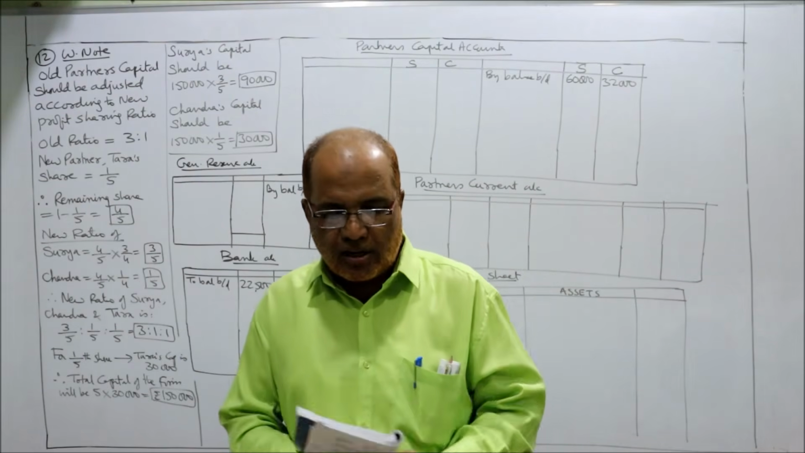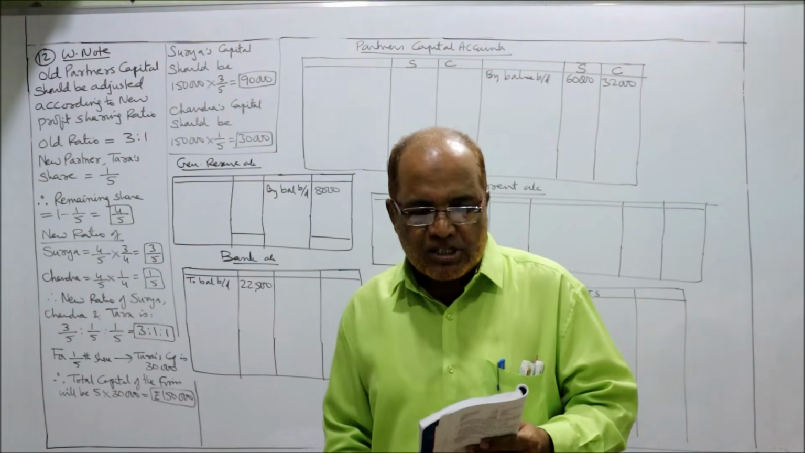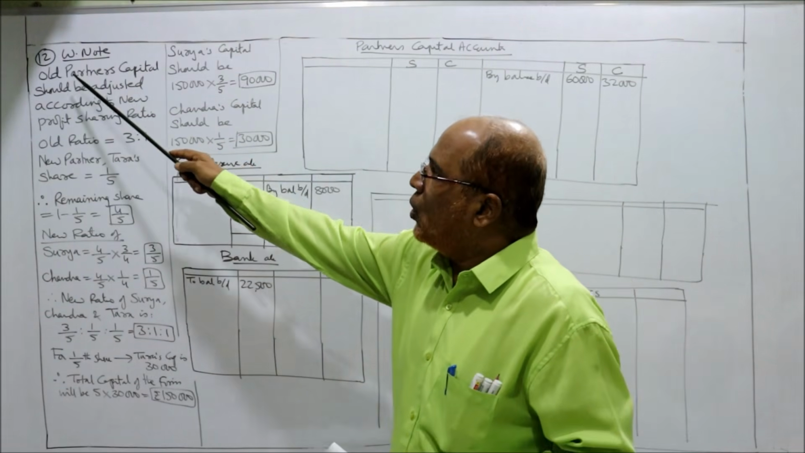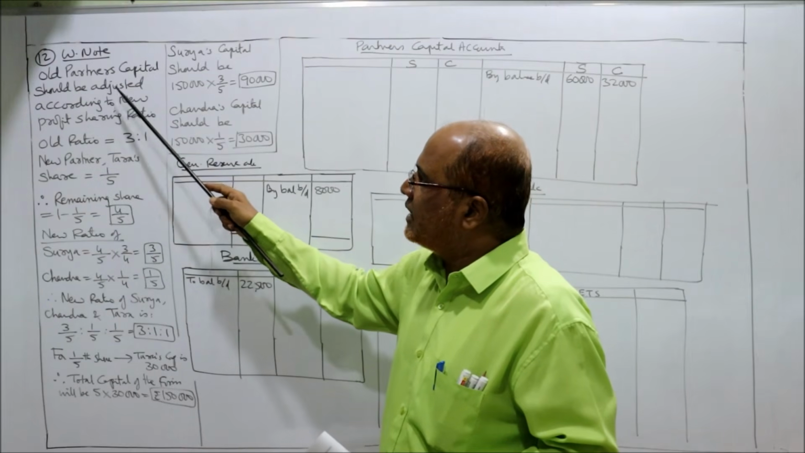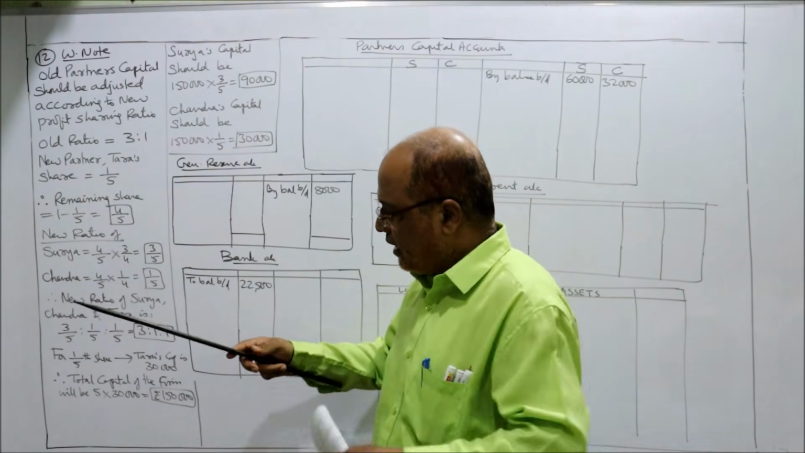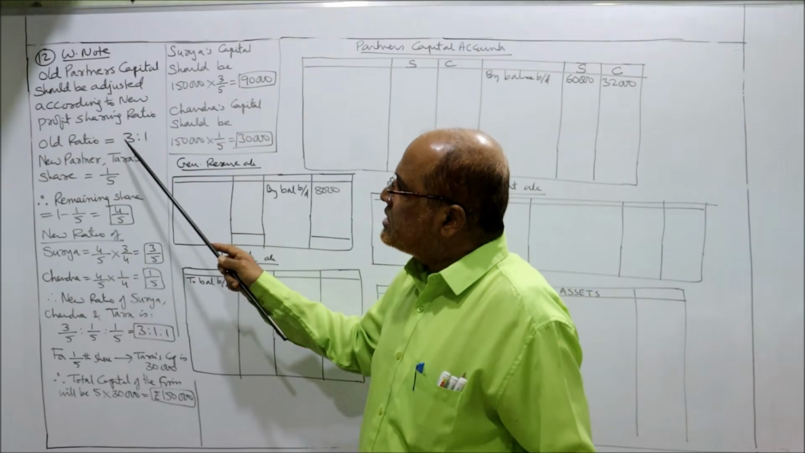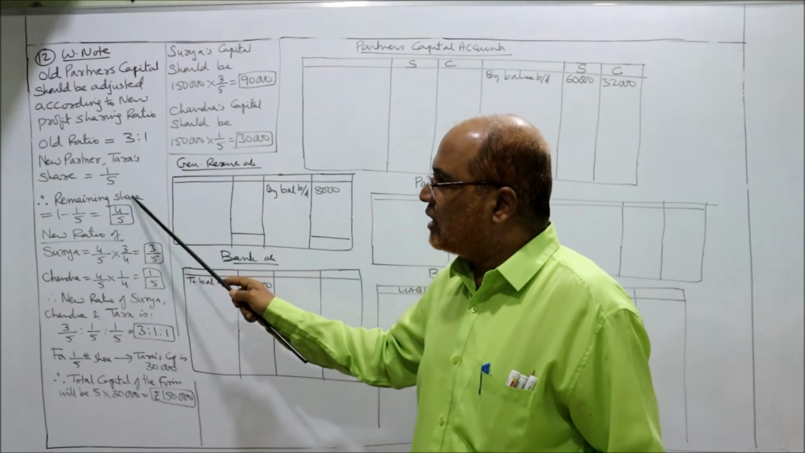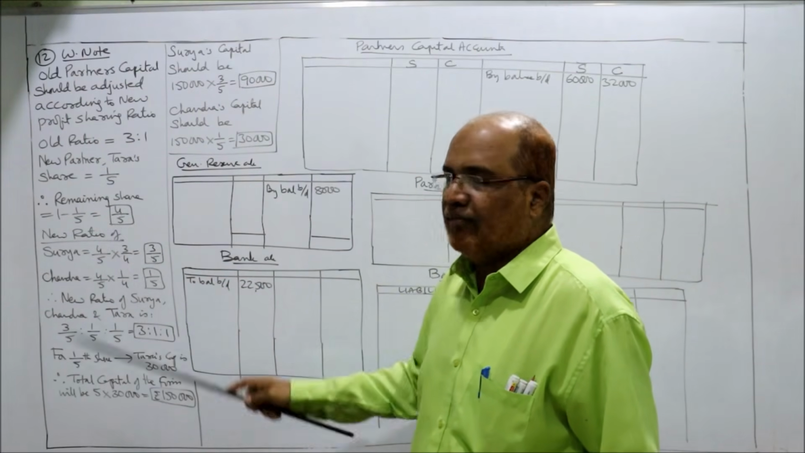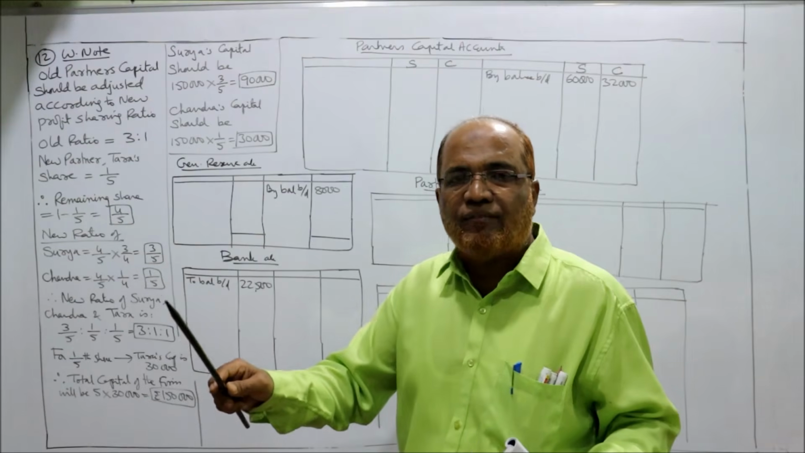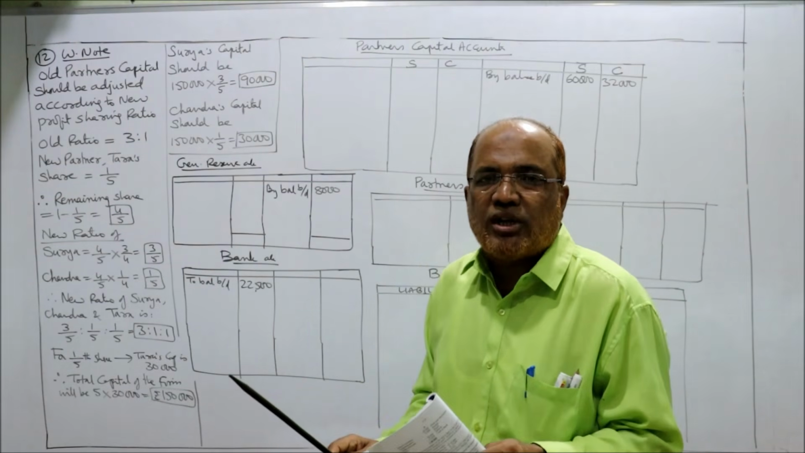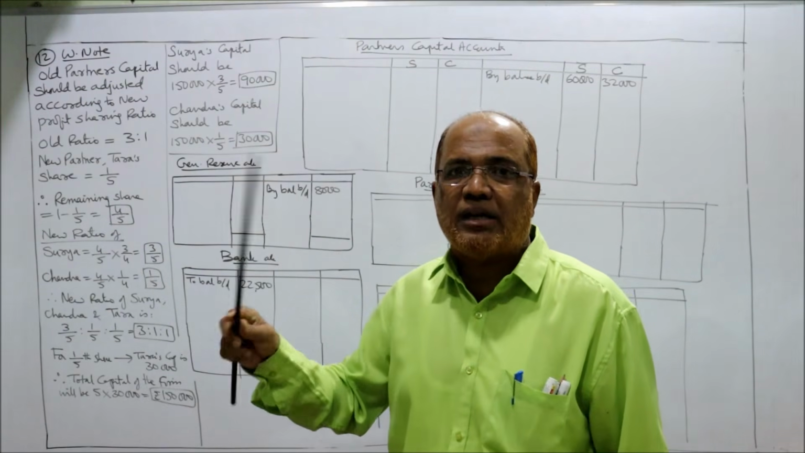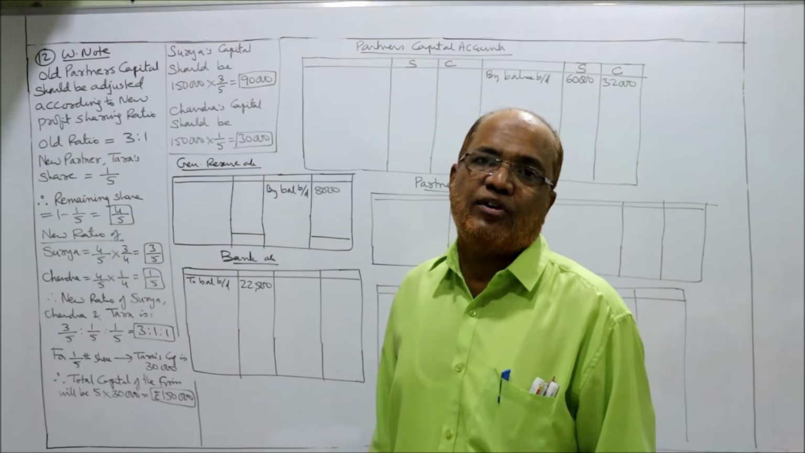So first we will find out the new profit sharing ratio. See, the new partner's share is 1/5. So you can see here first I have written the working notes. Old partners' capital should be adjusted according to the new profit sharing ratio. Now the old ratio is 3:1. New partner Tara's share is 1/5. So the remaining share will be 1 minus 1/5, which is 4/5. Out of the whole firm, 1/5 share is given to Tara, so the remaining share is 1 minus 1/5, which is 4/5. Now this 4/5 will be shared by the old partners in the old profit sharing ratio.